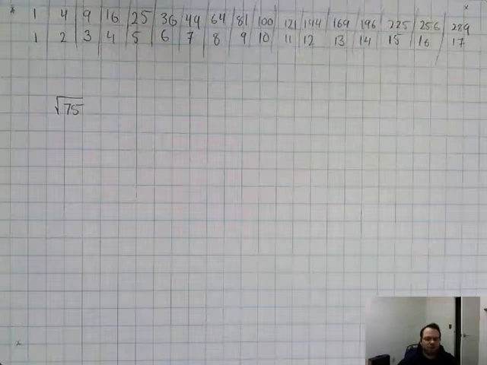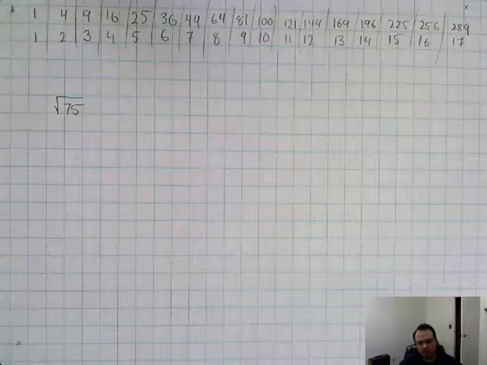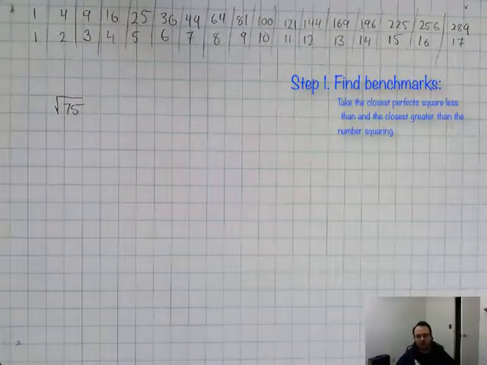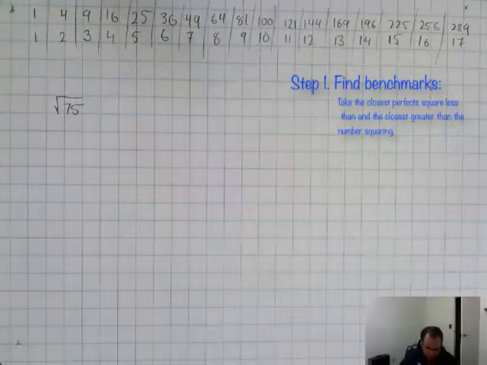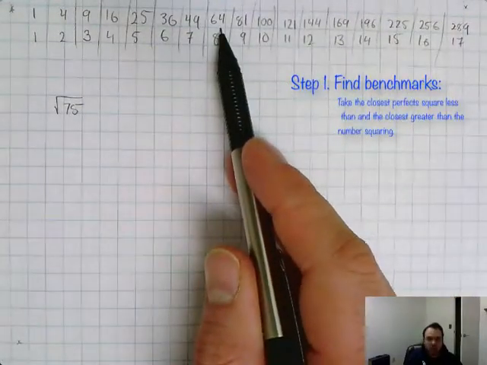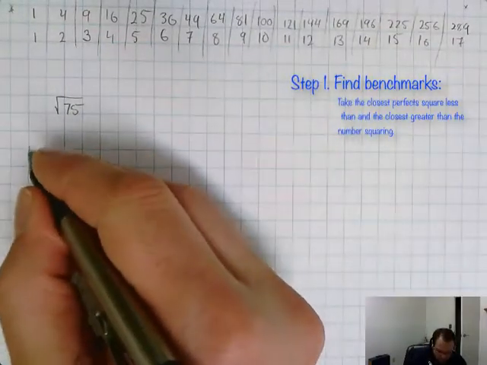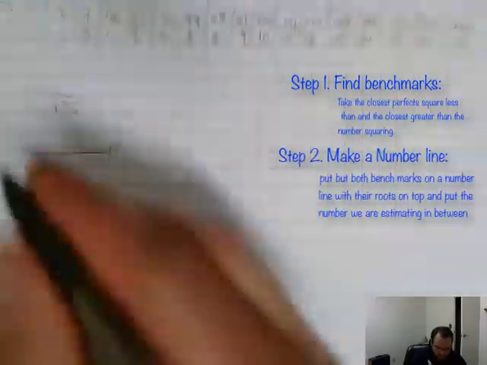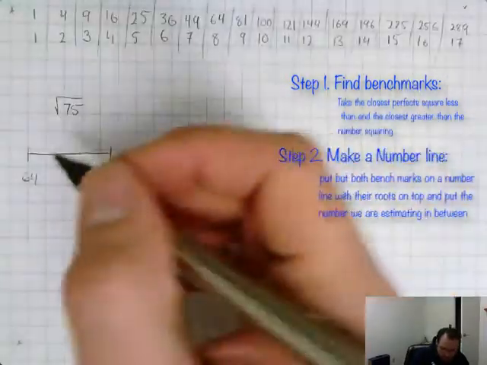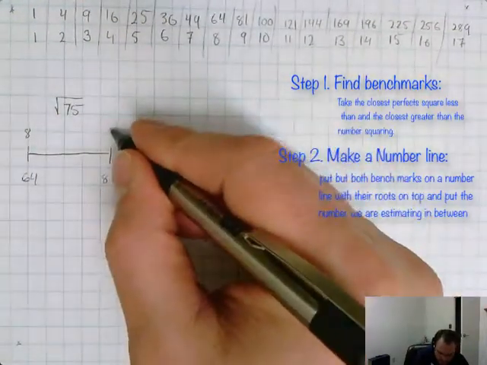To find the square root of 75, we're going to use benchmarks. That means I want perfect squares close to it, one below and one above. Just below 75 is 64 and just above is 81. The square root of 64 is 8 and the square root of 81 is 9.